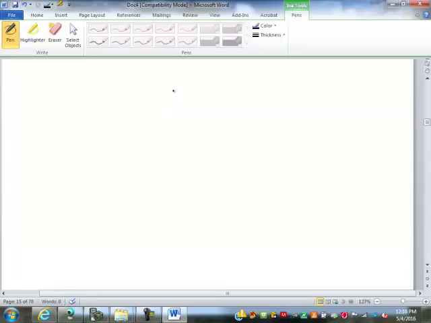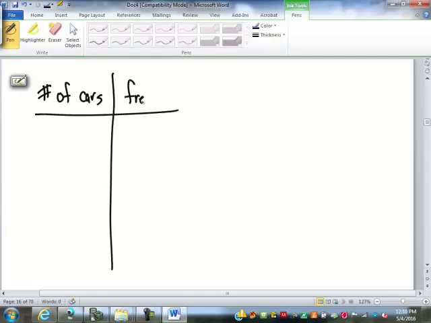So we're going to take a look here at an example of, let's say, number of cars owned by a household and frequency. Let's say we've got 0, 1, 2, and 3 as the different values of cars in the households that we've surveyed. And so we have 8 households that report owning 0 cars. We have 18 that report owning 1 car.